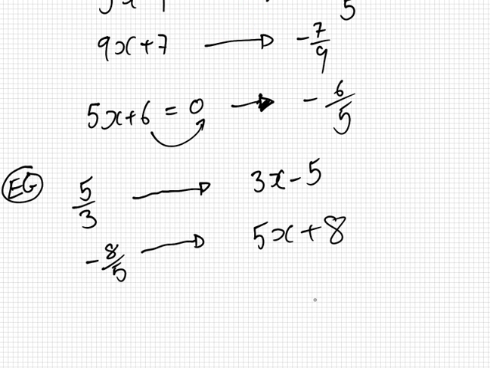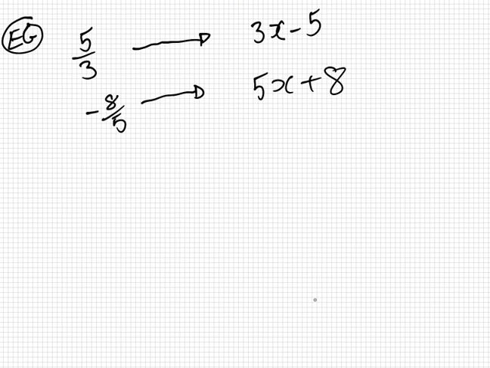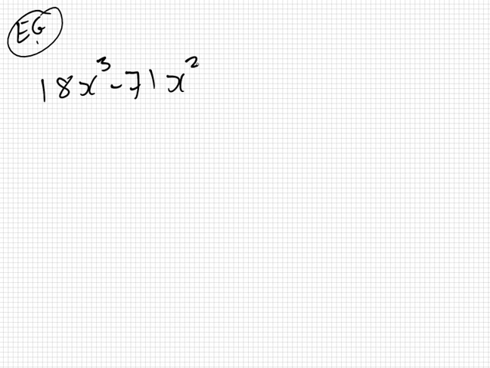Okay, can I scroll down? Yeah, okay, so now on to an example where we actually have to use the remainder theorem. This is question 3. I have 18x cubed minus 71x squared plus 28x minus 1 divided by 2x minus 7.